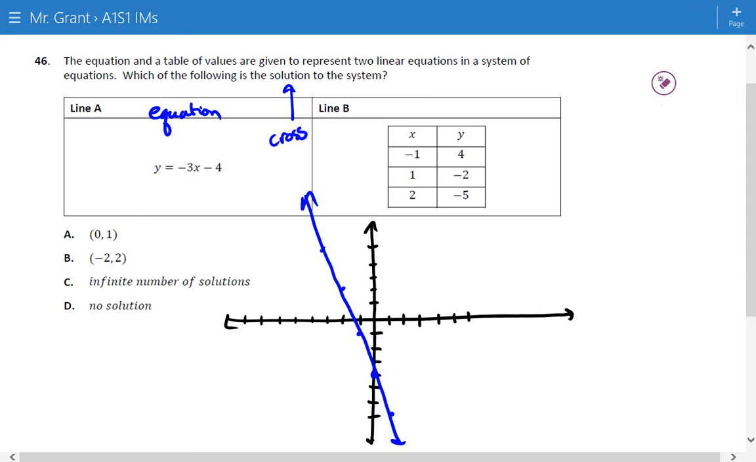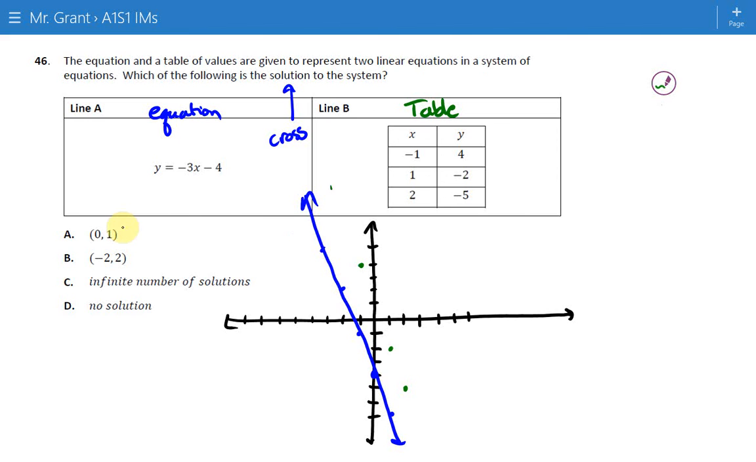The table is just a list of points, so I might as well graph all those points and see what happens. We have -1, 4. We have 1, -2, and 2, -5. Oh, -1, 4. That makes more sense. 1, -2, and 2, -5. 1, 2, 3, 4, 5. So looking at this, I think I counted that incorrectly. 1, 2, 3, 4, 5 is right here.